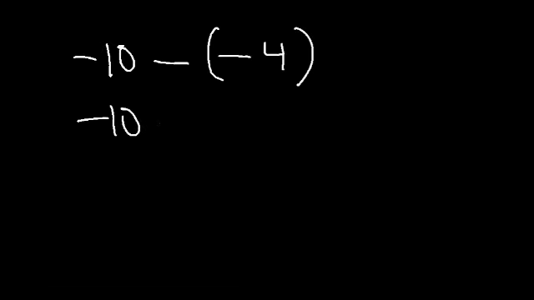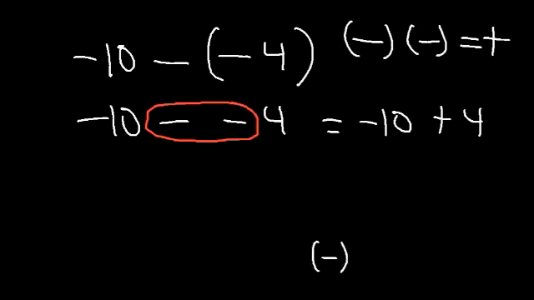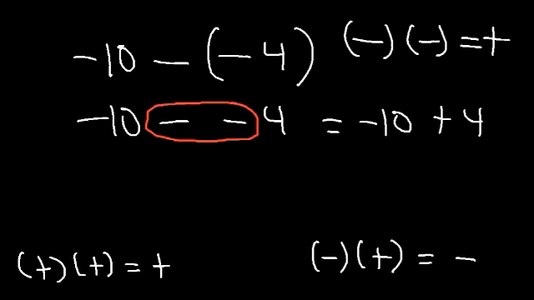Now what if there's like 3 negative signs, like negative 10 minus negative 4? Sometimes you might see this in parentheses, but it's the same as if it's written like this too. Now whenever you see two negative signs right next to each other with no number in between them, you can change that into a positive. So this is the same as negative 10 plus 4. A negative times a negative is a positive. A negative times a positive is a negative, and a positive times a positive is just a positive number.